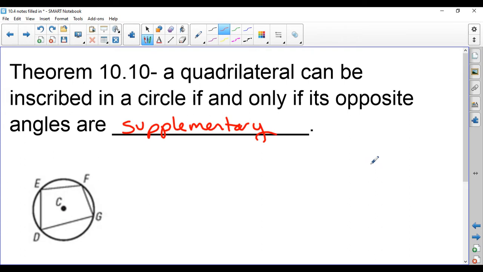Another theorem, a quadrilateral can be inscribed in a circle if and only if its opposite angles are supplementary. If we look at this quadrilateral, we can look at a pair of opposite angles. I have angle EDG here, and since that's an inscribed angle, the measure of angle EDG would be 1/2 the measure of its intercepted arc, which goes from E around to G. I'm going to name it with 3 points here. And then we can look at the angle that is opposite to it, angle EFG. That inscribed angle is going to be 1/2 of its intercepted arc, which starts at E, goes through D, and goes to G.